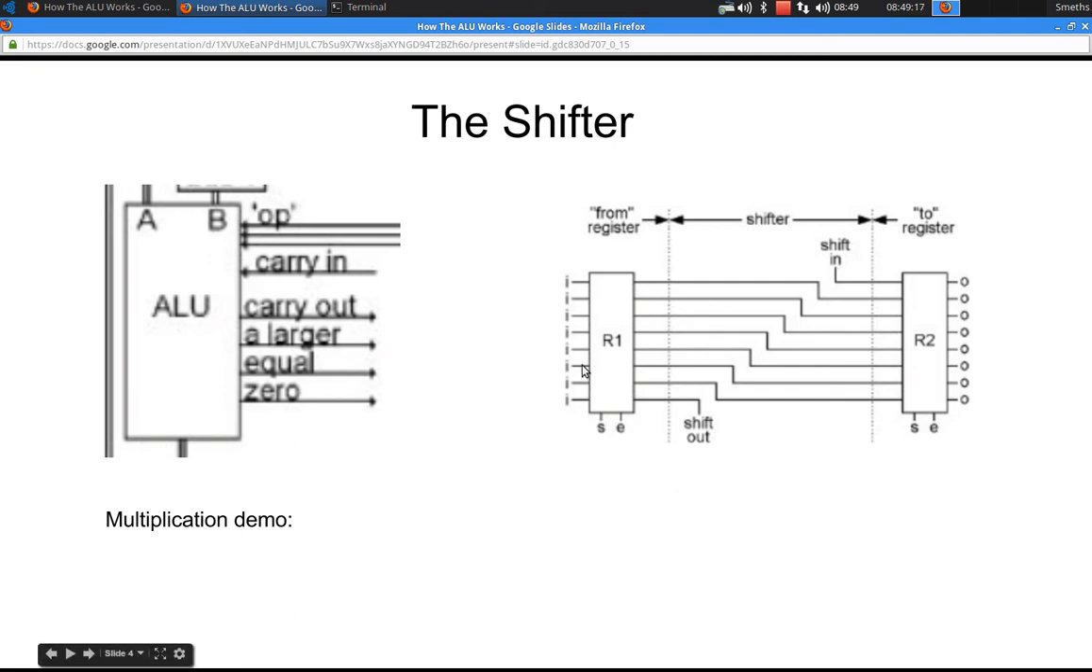So that's how the shifter works. Now, one thing I do want to explain is that this effectively can do multiplication, because if you think about decimal numbers and how they work, okay? Well, if you want to do, let's say, 31 times 10, all you do is you move everything one place over, so it would be 310. Now the same works in binary.